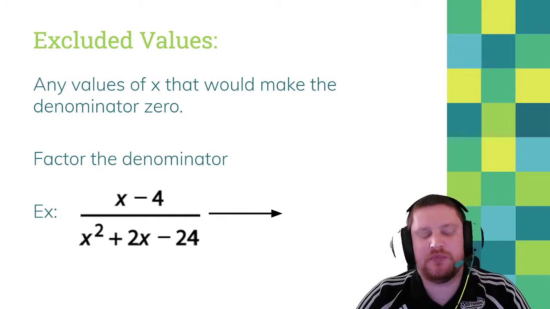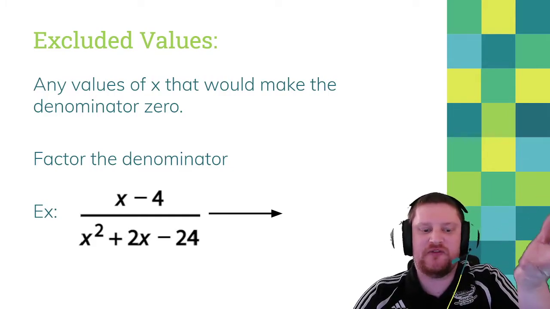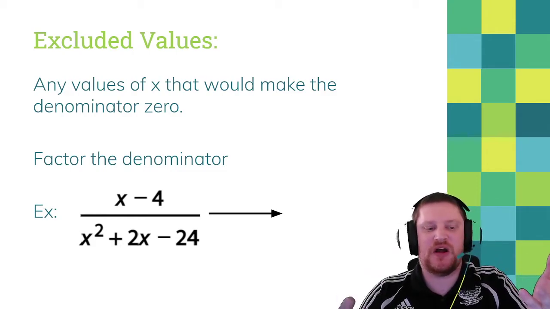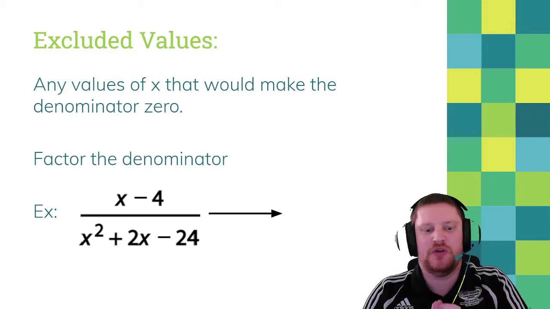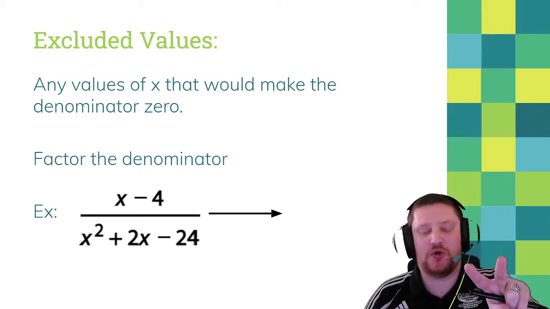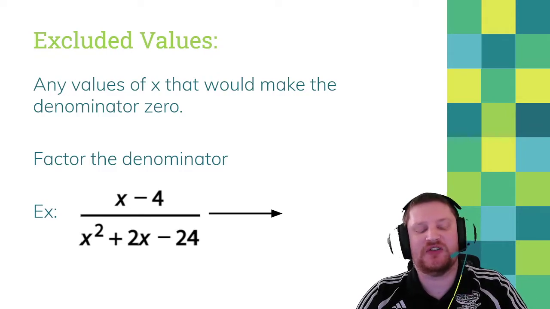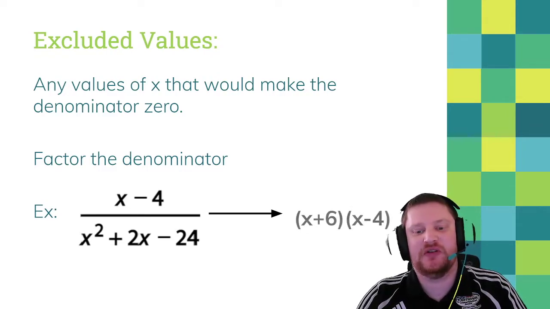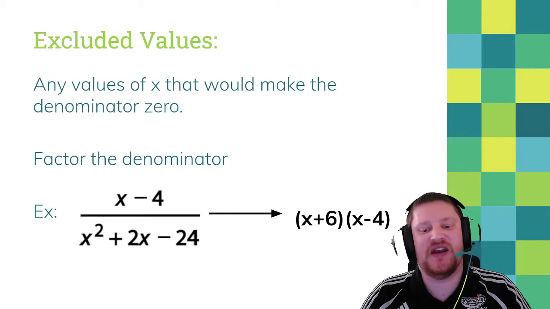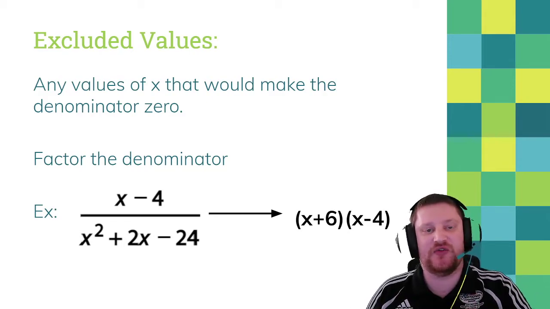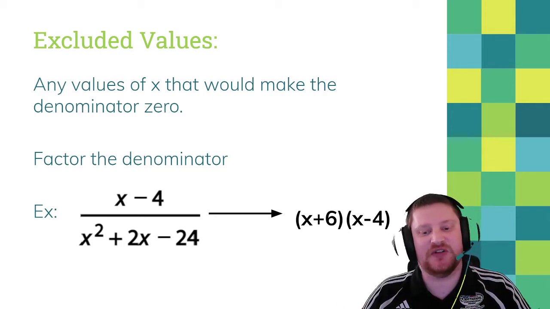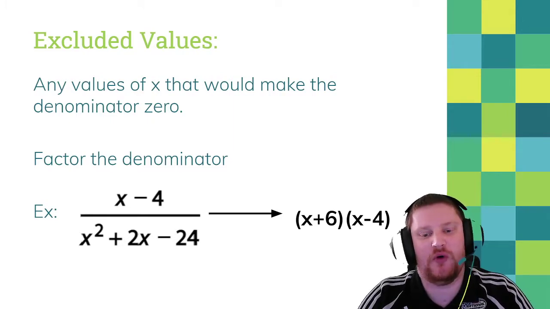X squared plus 2x minus 24. We need the factors of 24 that, when one is negative and one is positive, give us 2. So the factors of 24 that are 2 apart are 6 and 4. Because it's a positive 2x, we're going to have a positive 6 and a negative 4, because 6 minus 4 is 2, and 6 times negative 4 is negative 24.